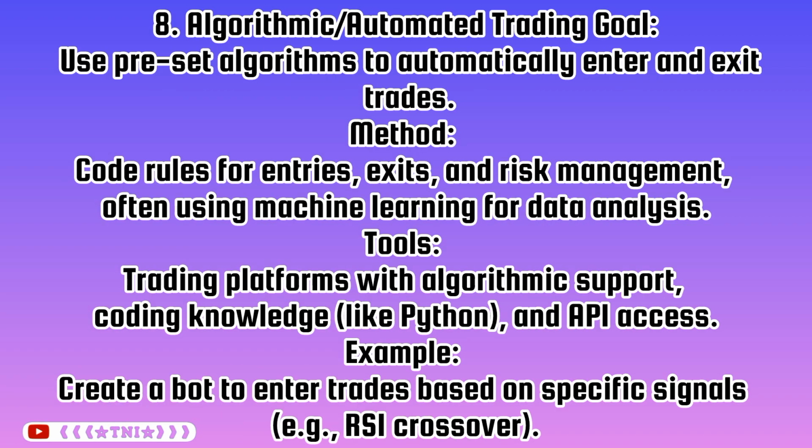8. Algorithmic, automated trading. Goal: use preset algorithms to automatically enter and exit trades. Method: code rules for entries, exits, and risk management, often using machine learning for data analysis. Tools: trading platforms with algorithmic support, coding knowledge like Python, and API access. Example: create a bot to enter trades based on specific signals, e.g. RSI crossover.